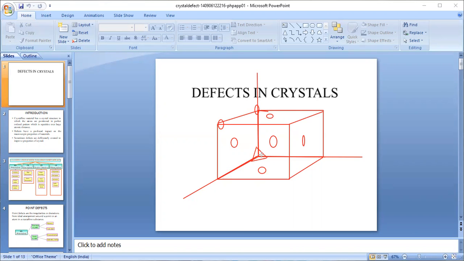Those are: simple cubic, body centered cubic, face centered cubic, simple tetragonal, body centered tetragonal, simple orthorhombic, end centered orthorhombic, body centered orthorhombic, face centered orthorhombic, simple rhombohedral, hexagonal close packed, simple monoclinic, end centered monoclinic, and simple triclinic. These are the 14 Bravais lattices.